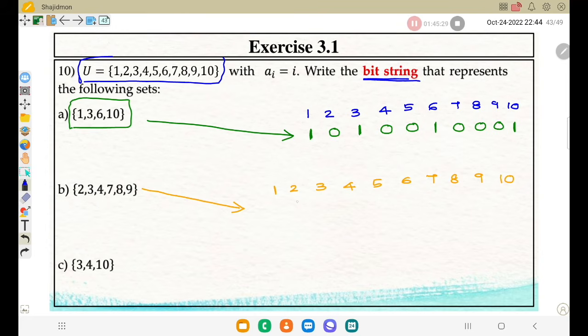1, 2 present. So 2nd position put 1. 3 present put 1. 4 present we can put 1. 7, 8, 9. All other position 0. So here 0, 0, 0, 0. That means these numbers are absent in that set. Okay. So that is the bit string representing the set 2, 3, 4, 7, 8, 9. Okay. Now C. We can go to the question C. First I am writing universal set 1, 2, 3, 4, 5, 6, 7, 8, 9, 10.